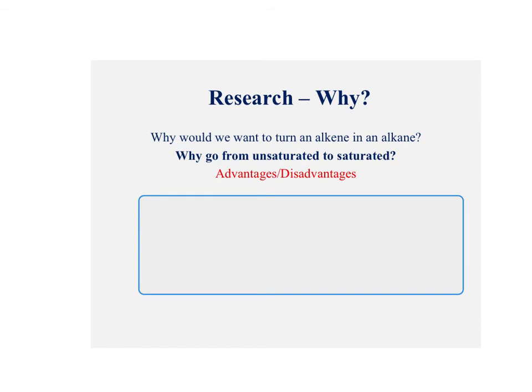Now we've got to consider why we might want to go from an unsaturated alkene to a saturated alkane, when in all of the previous bits of the lesson we've been speaking about going from a big long chain alkane and cracking it down into an alkene. So pause now and do a little bit of research on your own and find out what the advantages and disadvantages are for turning an alkene into an alkane. Again, pause and we'll play again when you're ready.